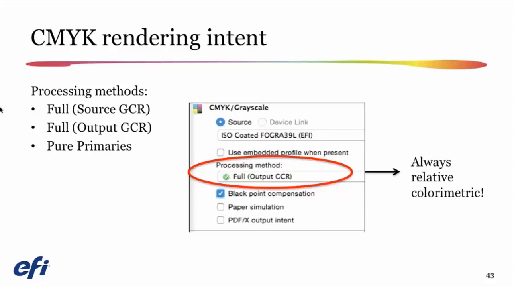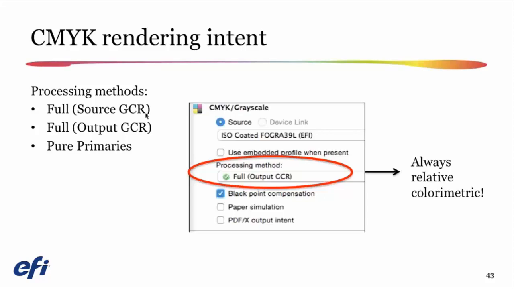There are 3 choices of processing method on the Fiery DFE, including full source GCR, full output GCR, and pure primaries. Just to give you a little background here, source GCR is a setting that was used on legacy Fiery systems to try to preserve black inputs to print as black only on output. We'll talk a little later in the presentation about how we do that on modern Fieries.